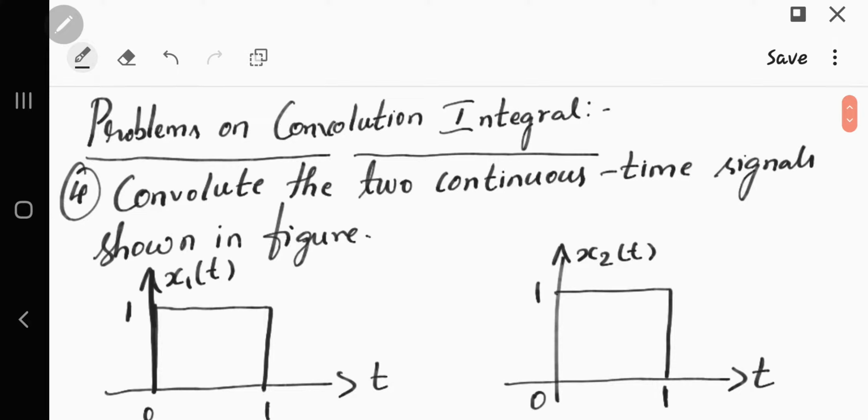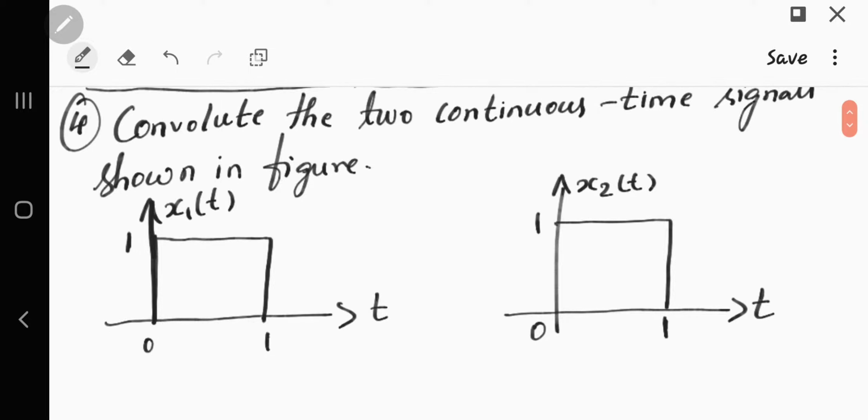Hello students. In this video I will be taking a different kind of signal to solve the convolution problem. Here two continuous time signals were given, x1 of t and x2 of t. So we have to perform convolution for these two signals. If you look at the signal, both are rectangular signals, both varying from 0 to 1 and having the same amplitude.